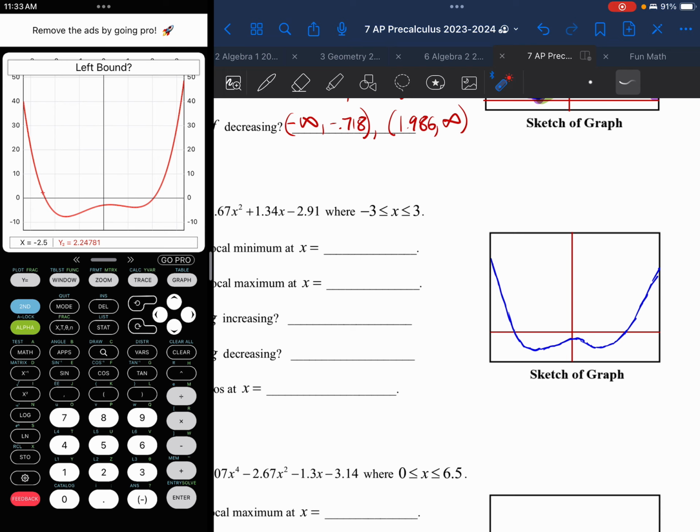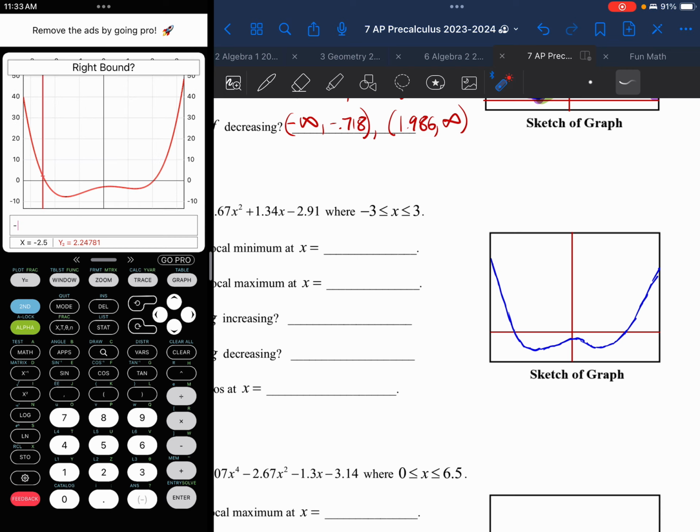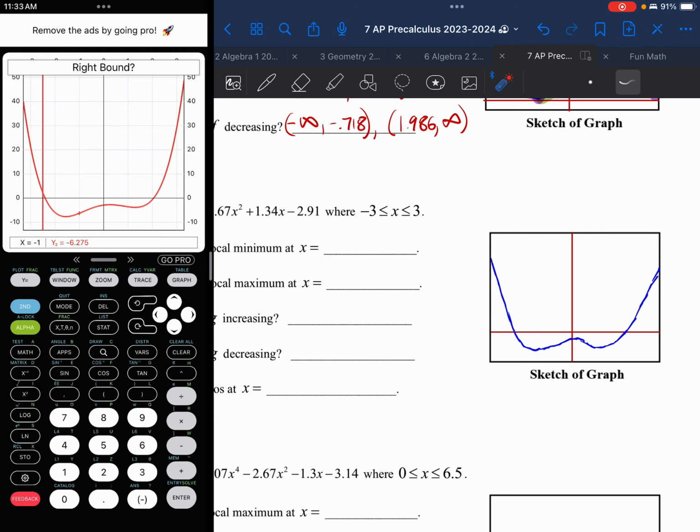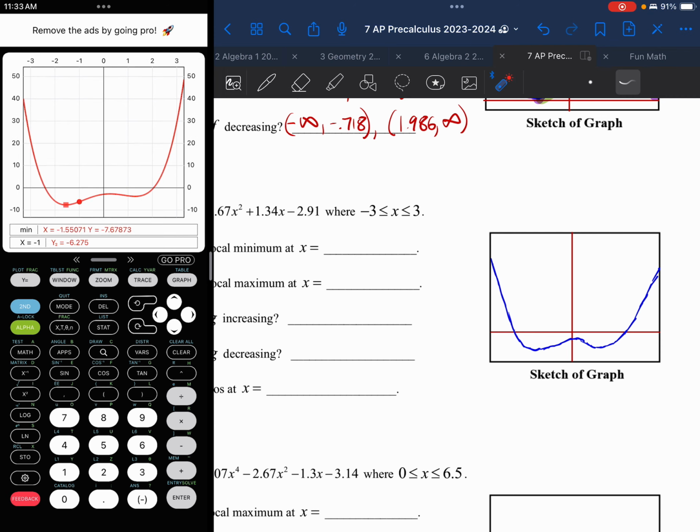And you can see the cursor is now at negative 2.5. I can hit enter. I think on your calculator, you just enter the number and it automatically locks that position in. And then if I just enter negative 1, it'll jump to negative 1. I can say that's my right boundary. And now I have my x-coordinate.